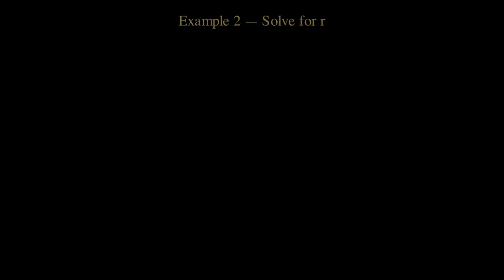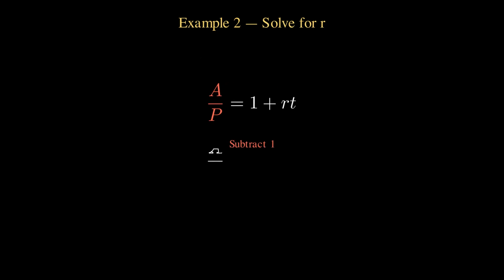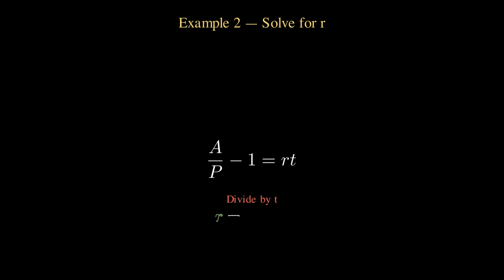Example 2, medium. Start with A equals P times the quantity 1 plus r t. Solve for r, the interest rate symbol in many finance formulas. First divide both sides by P so the parentheses are easier to work with. Subtract 1 from both sides to isolate the term containing r. Finally divide by t to solve for r. You can write it as a single fraction if you like, but this form is already acceptable.